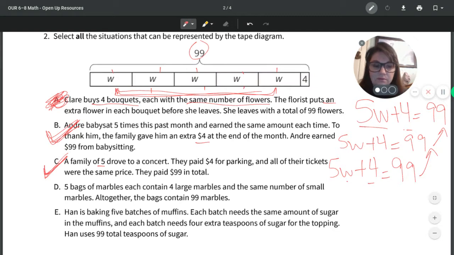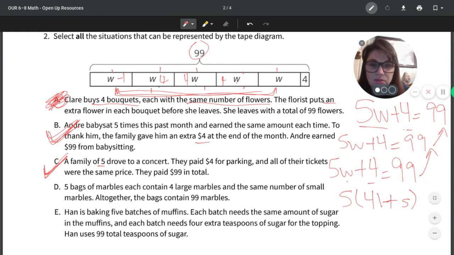Okay. For D, it says 5 bags of marbles each contain 4 large marbles. So we've got 5 bags, 1, 2, 3, 4, 5. That looks good so far, contain 4 large marbles. So each one of those would have to be 4. We need 4. And right now we're seeing that that's going to be more represented by an equation that would look like this. 4 large marbles plus some number, we don't know what that number is, of small marbles.